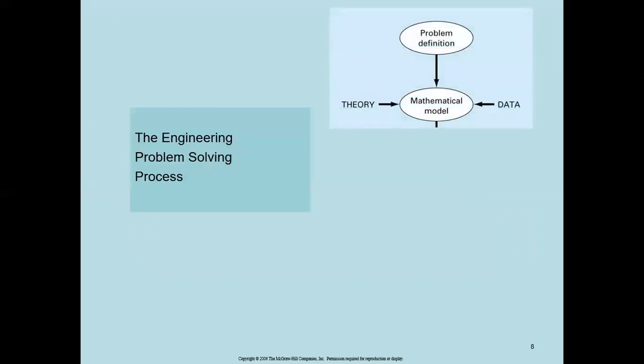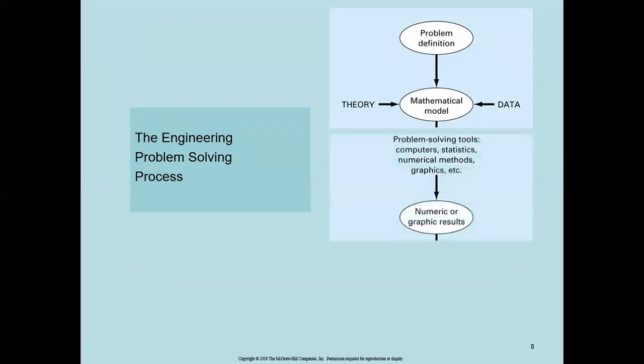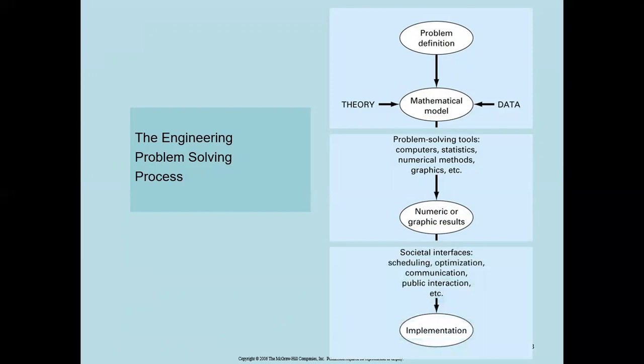So the typical engineering problem solving process, of course, starts with identifying what the problem is, no? So to solve this problem, we need to create a mathematical model that can be derived from the data that we obtain from, let's say, the experiment or the theory that we use. From that model, we can extract numeric or graphical results, no? And from this, we can implement the results of our model.